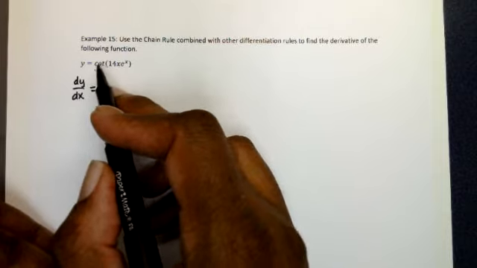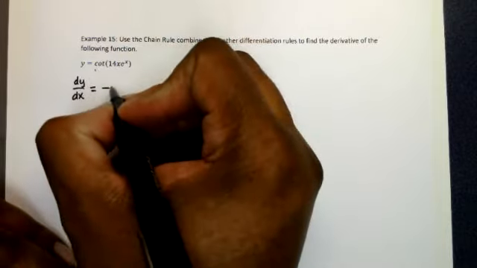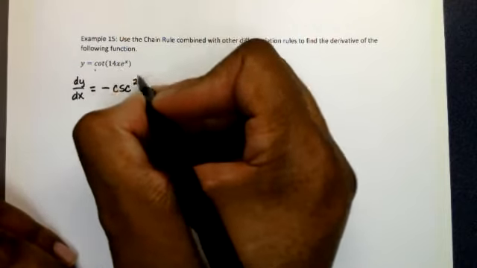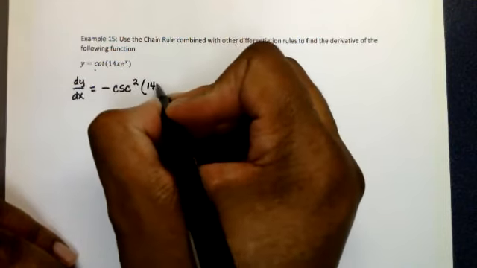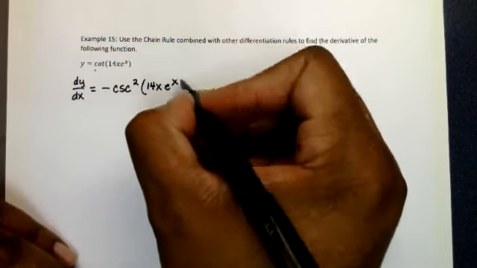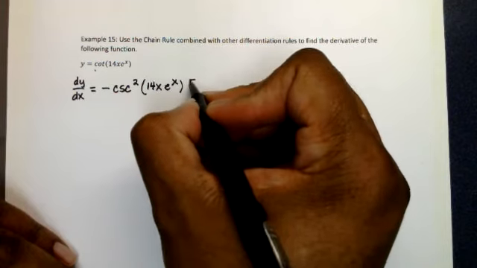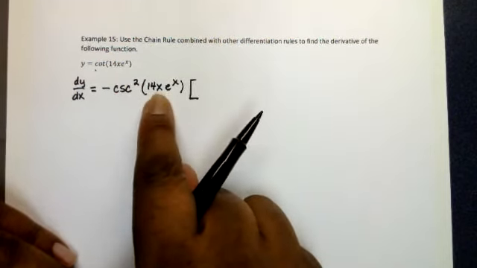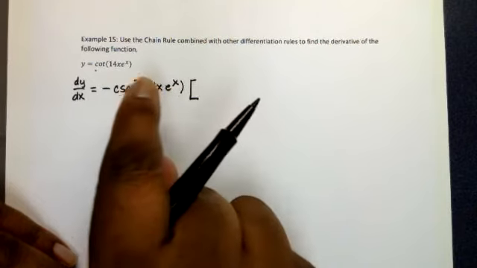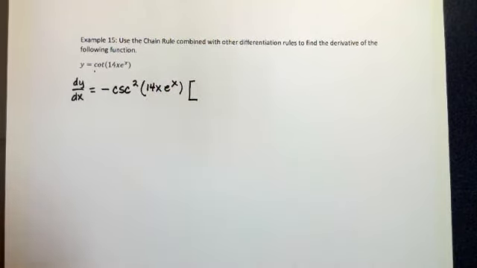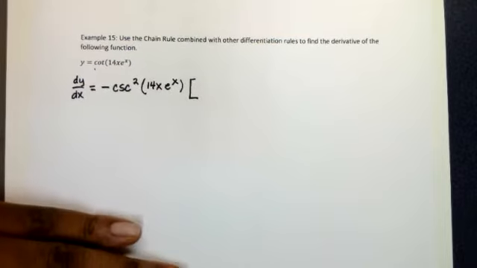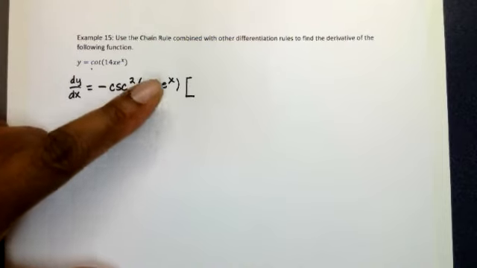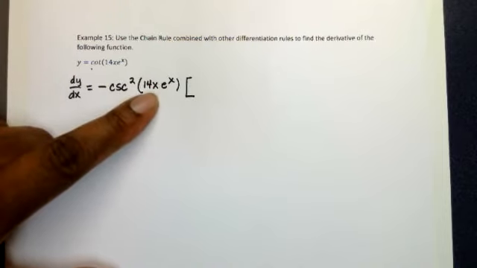The derivative of cotangent is going to be negative cosecant squared of this. So we copy this over. But we've got to take this inside derivative here. Notice we've got 14x times e to the x. That means we need to apply the product rule for taking that derivative. So for that inside function, we need to use the product rule.